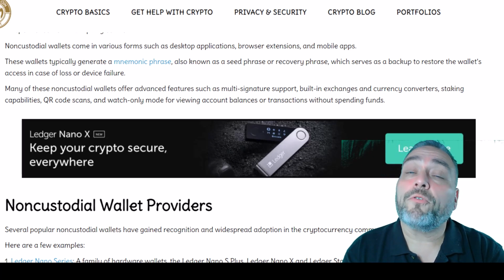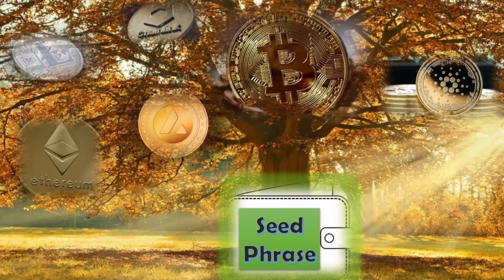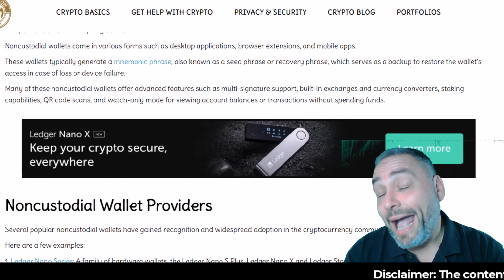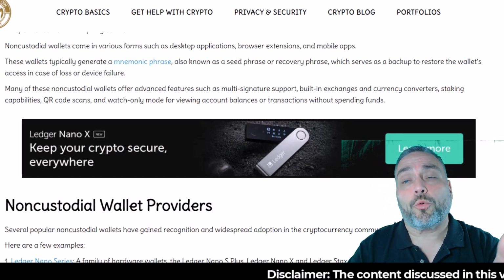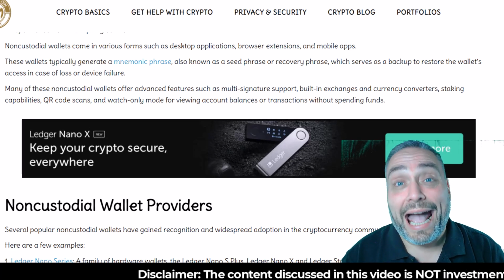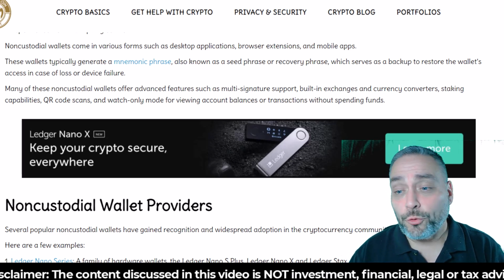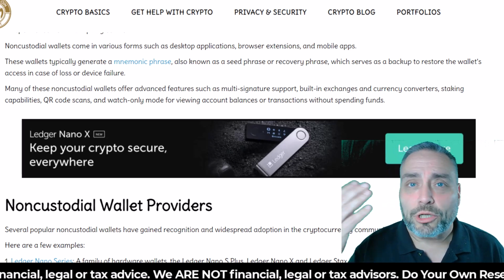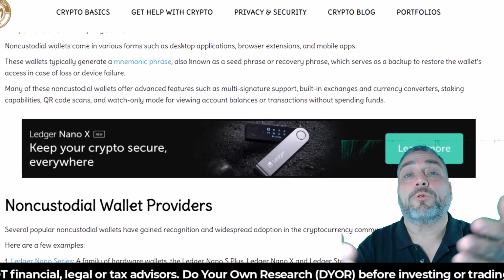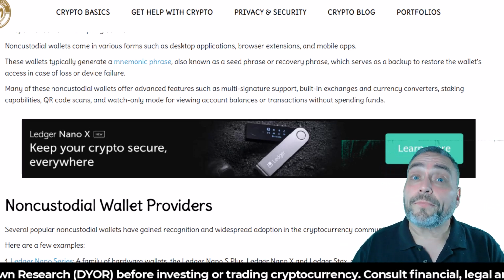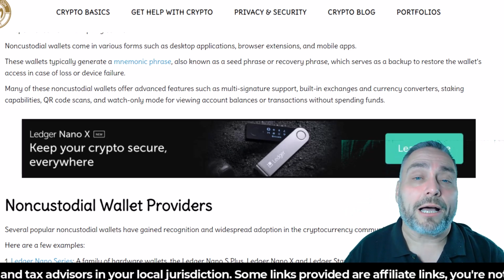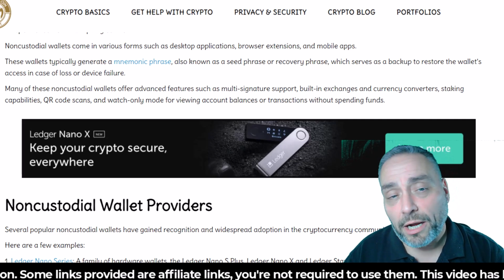When you use these types of wallets, they typically generate a mnemonic phrase, otherwise known as a seed or recovery phrase. This is what you use to back up your wallet. So if something happens to your wallet, you're able to restore the wallet and regain access to your funds. Just like if you had a checkbook or a passbook savings in your bank and you lost it, you would go back to the bank, verify who you are, and they would give you that information back. Well, remember, with a non-custodial wallet, you're the bank. So you need to back up your wallet with this seed or recovery phrase.